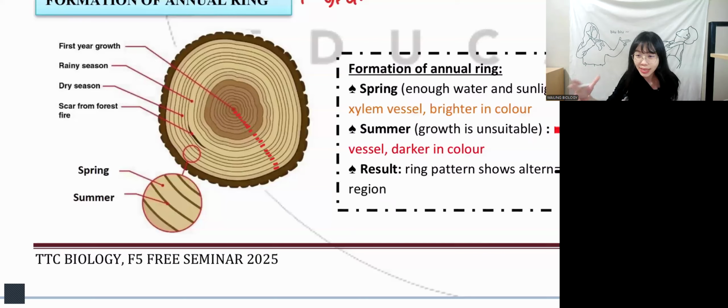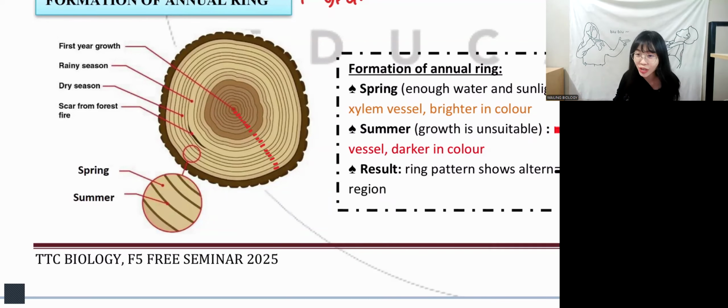Do you think Malaysia plants have annual rings? Like in Malaysia outside, I know your plant. Do you think you have annual rings? Of course we have. Because in Malaysia, even though we don't have spring and summer, we have hot and rainy seasons. So the rainy and dry season forms the annual ring.